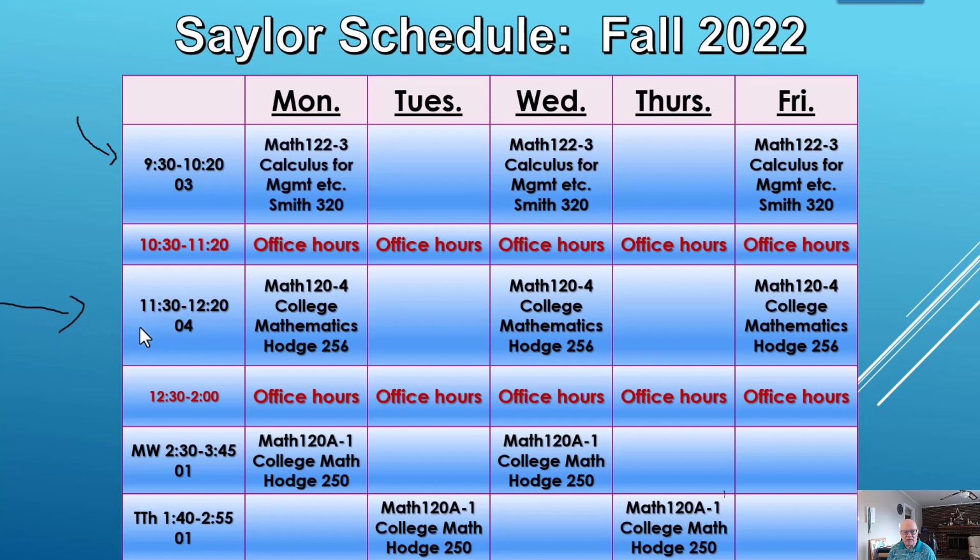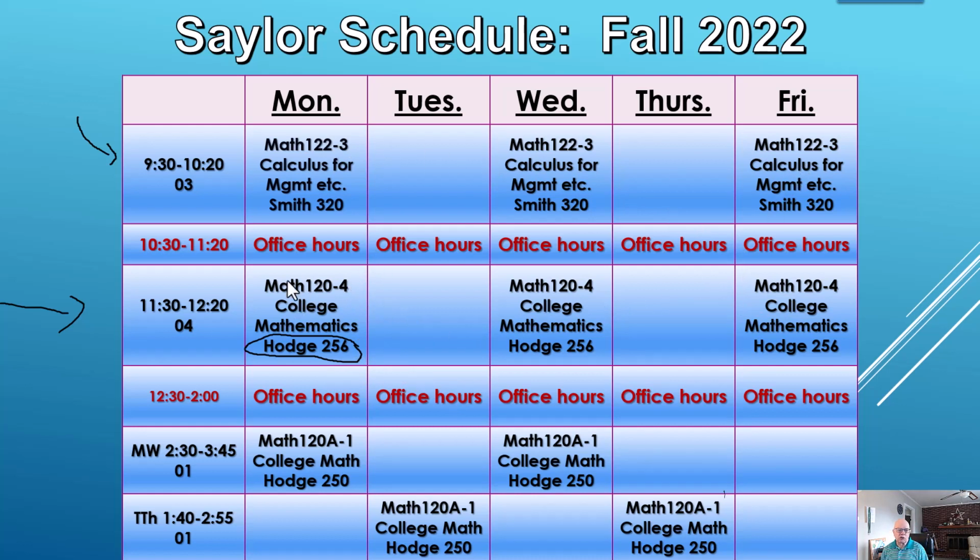I've got a class at 11:30. And that is one of the Math 120s, either yours or the other one. This first one is in Hodge 256, further down the hall. If you're coming from the library, go up those long steps, come in, turn left, go down the hall. It's the last classroom on the left before you make other turns. I've got that Monday, Wednesday, Friday, just like the first class.